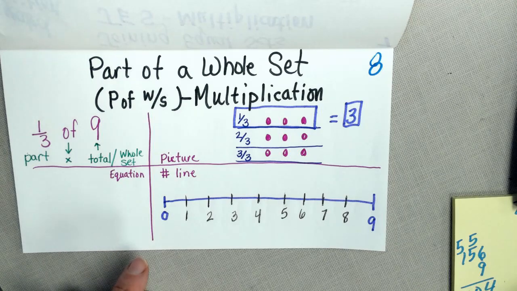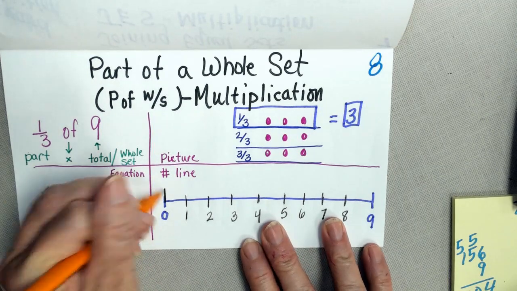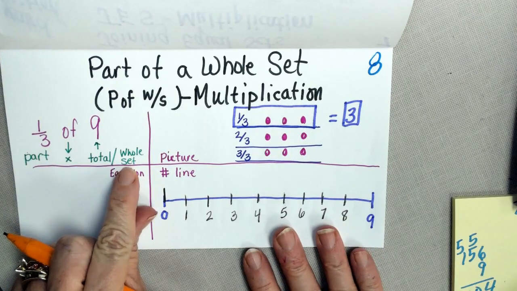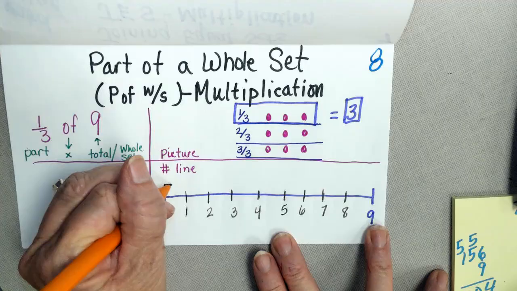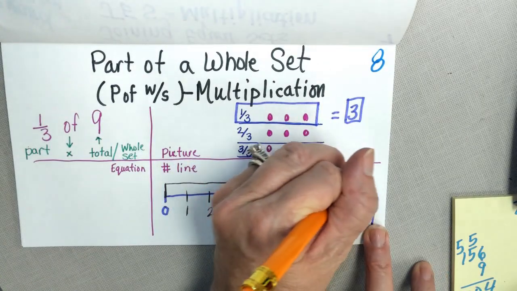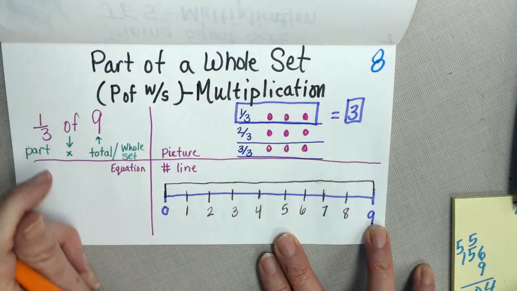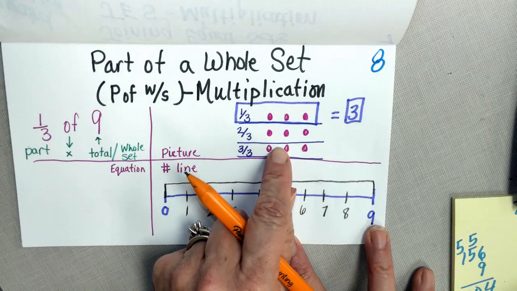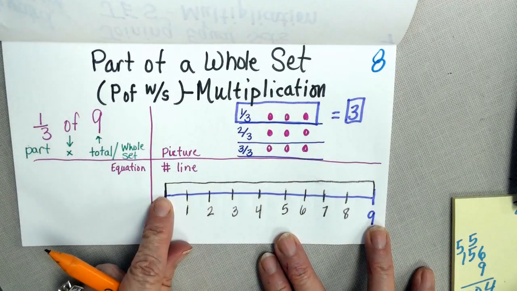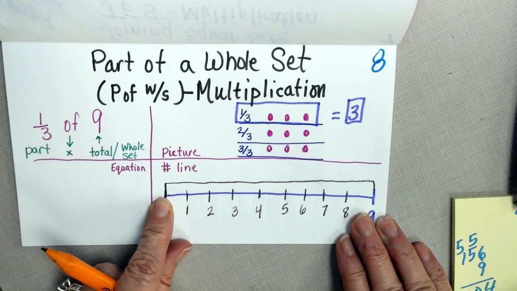So on my number line, I know you may not remember, but we start at 0 and we go to our whole set. What was our whole set of information worth, Samuel? 9. It's worth 9, so we're going to go all the way to 9. Oh, let's think about that for a minute. When I drew my picture, I drew 9 first, right? So on our number line, we go all the way to 9.